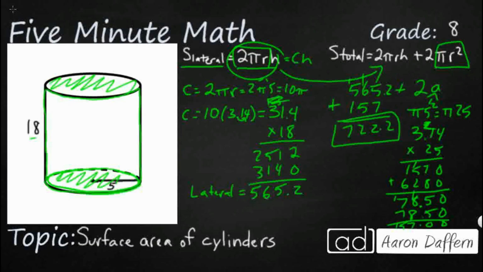So remember, we did 2 different things for our lateral surface area. We're just finding the circumference, 2 pi r, multiplying it by the height. For the total surface area, we're bringing over the lateral. Then we're finding the area of the base. We're doubling that, and then we're going to add that back into our lateral surface area.